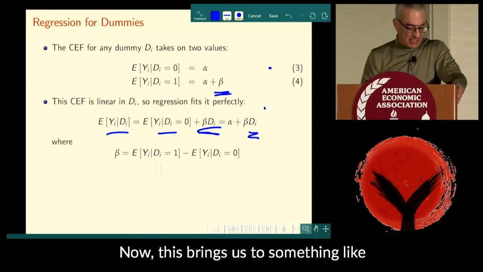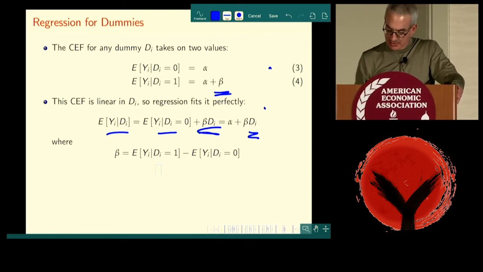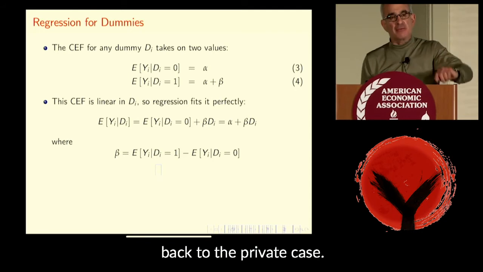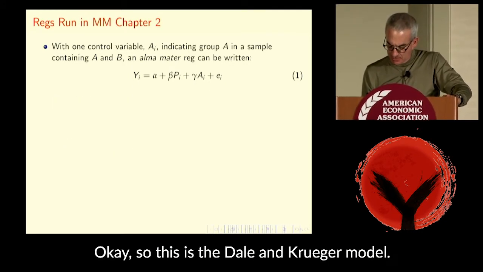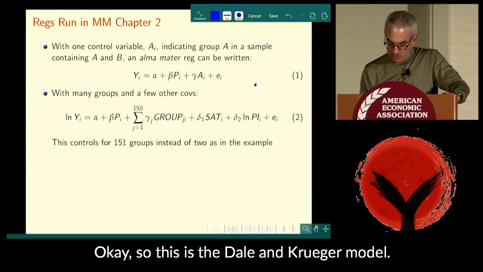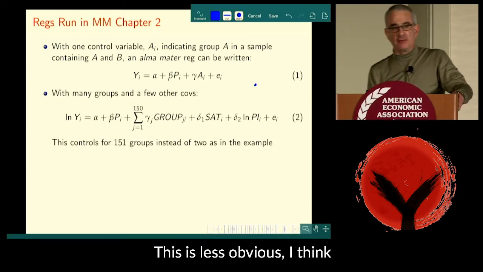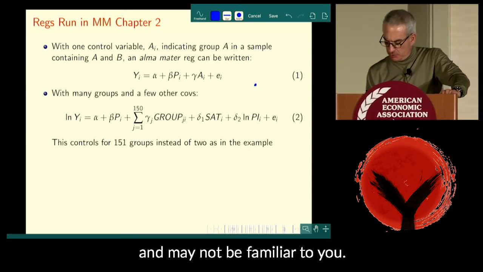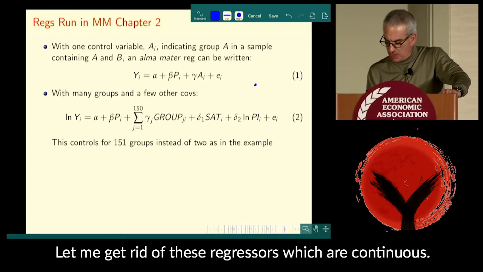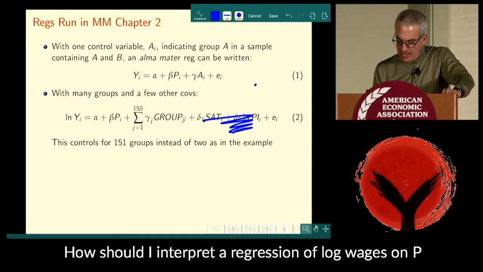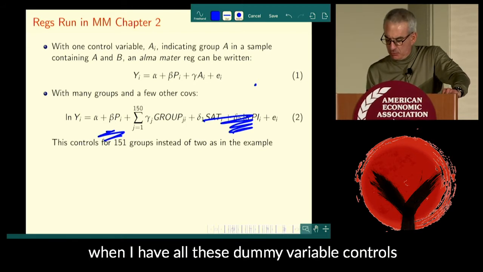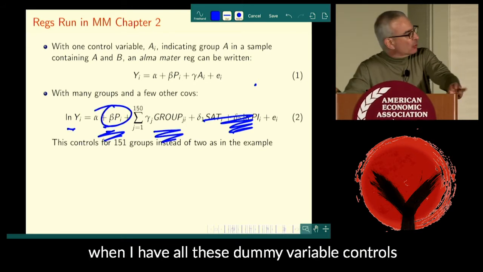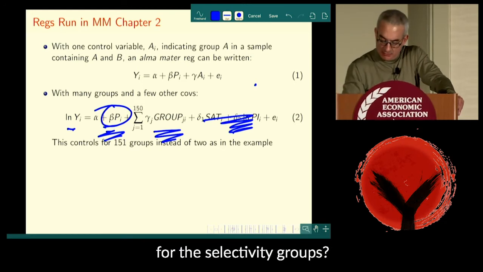Now, this brings us back to the private school case. What about the public-private model here? This is the Dale and Krueger model. Now, this is less obvious, I think, and may not be familiar to you. Let me get rid of these regressors, which are continuous. How should I interpret a regression of log wages on P when I have all these dummy variable controls for the selectivity groups?